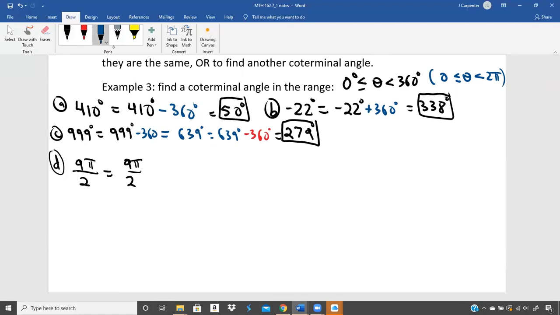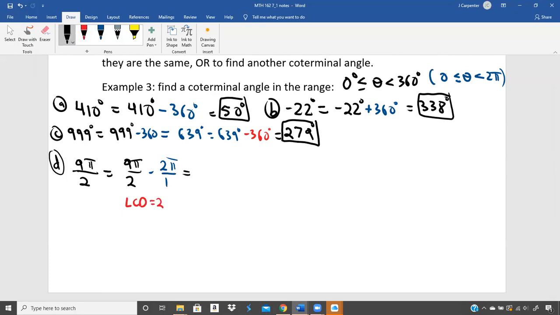So we got to subtract 2 pi. Well, guess what that means? We got to get an LCD. 2 pi is the same thing as 2 pi over 1, FYI. The LCD between 1 and 2 is 2.